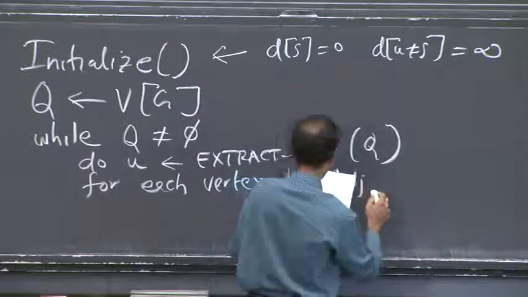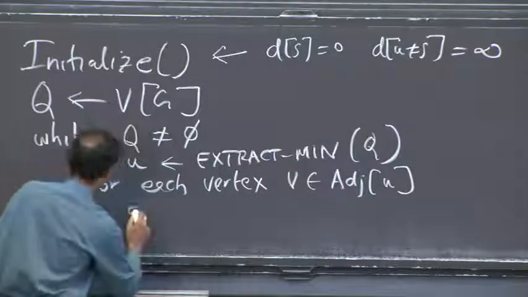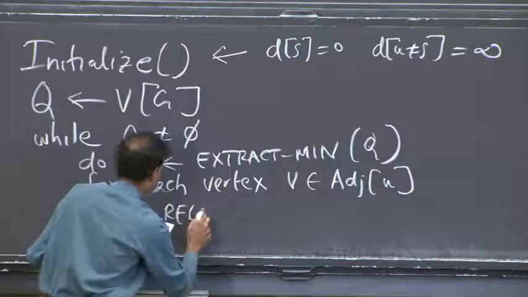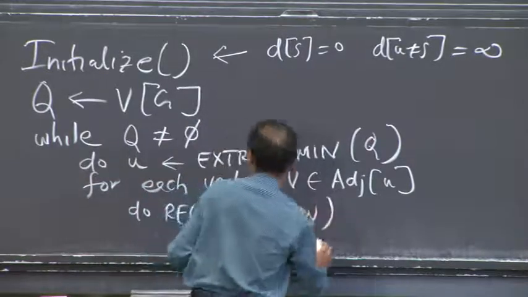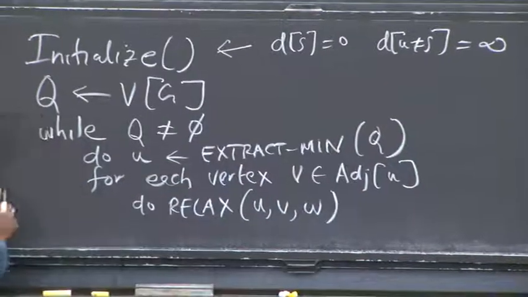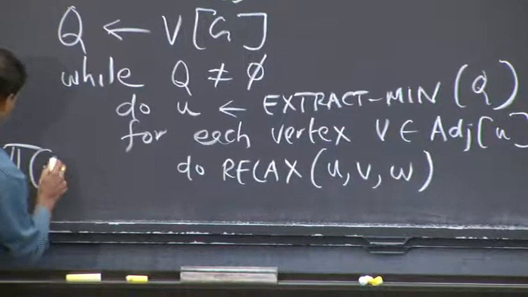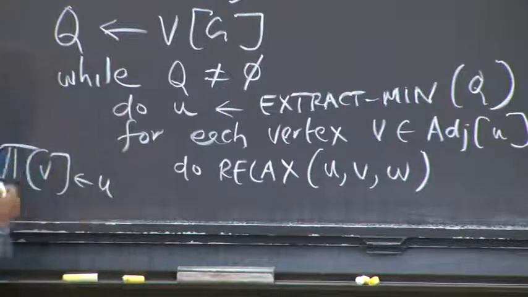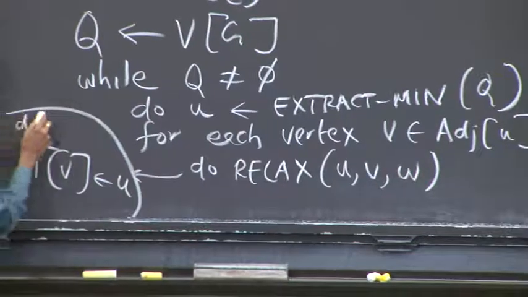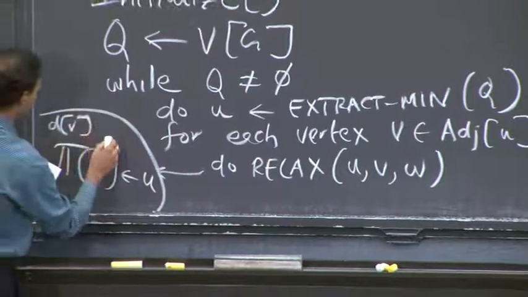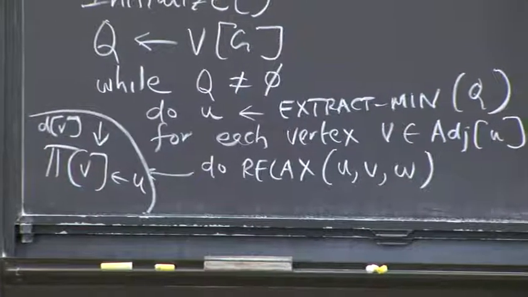The process of extracting u implies that we have to do a relaxation step that updates the priorities and also modifies the parent pointers. So there's also pi of v that is set to u, as well as d of v getting decremented. Okay? So that's the Dijkstra algorithm.